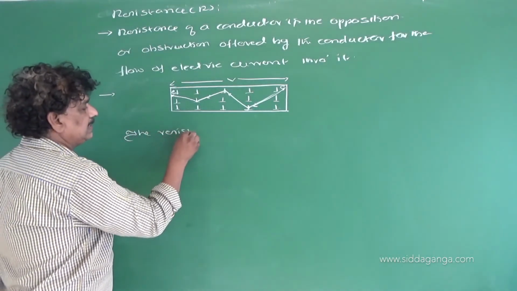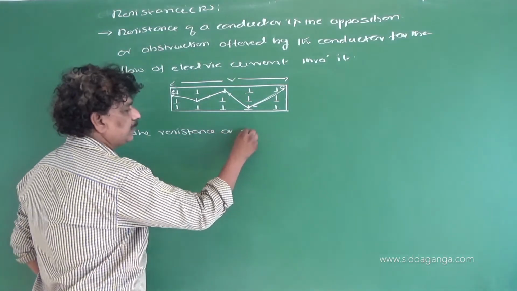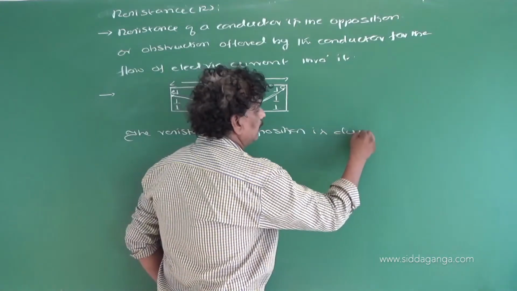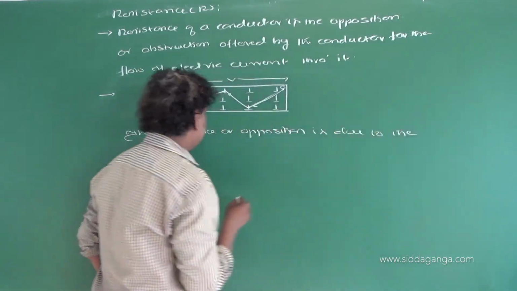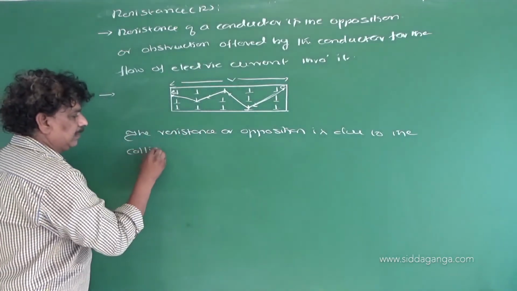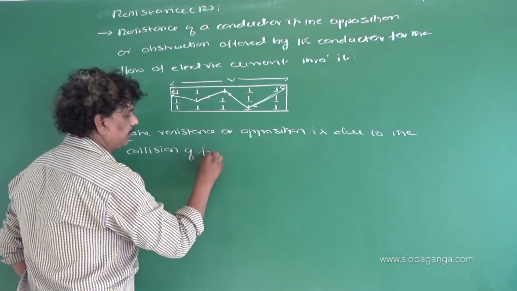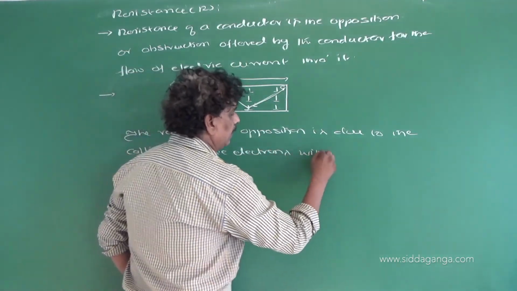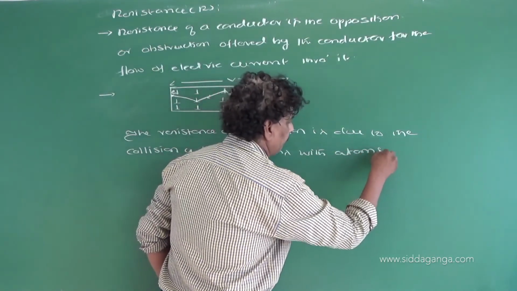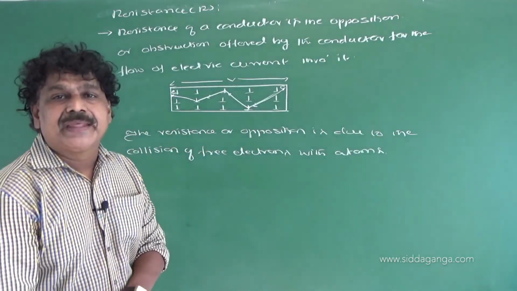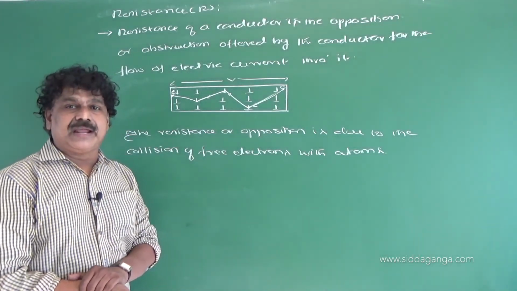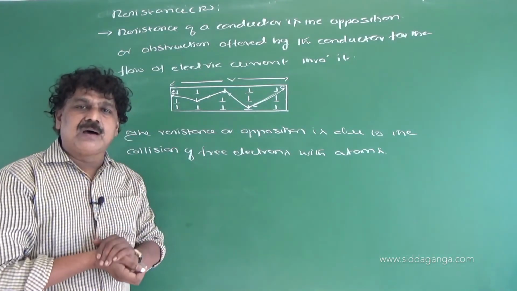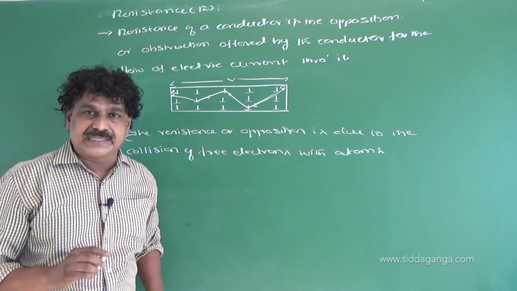So, the resistance or opposition is due to the collision of free electrons with atoms. That is the reason why a conductor offers opposition. More the opposition, more the resistance. Less the opposition, less is the resistance.